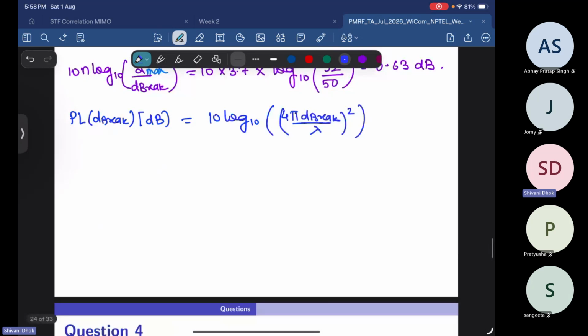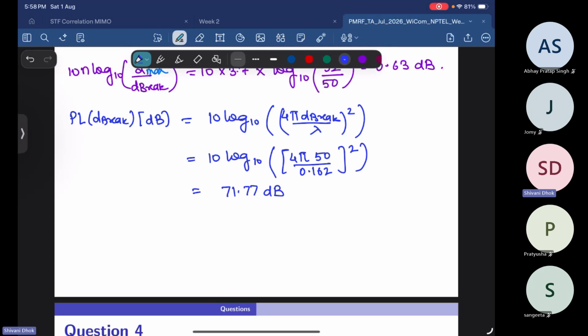Okay. So now if you substitute it here, we have 10 log to the base 10, (4 pi, your d break is 50, and wavelength is 0.162 meters) whole square. So this comes out to be equal to 71.77 dB.